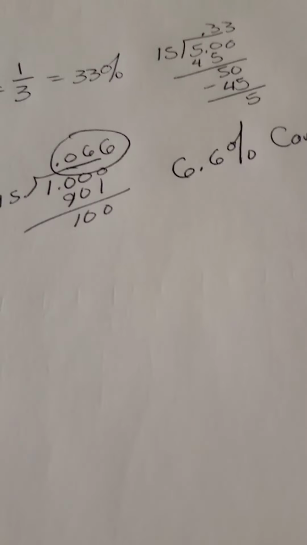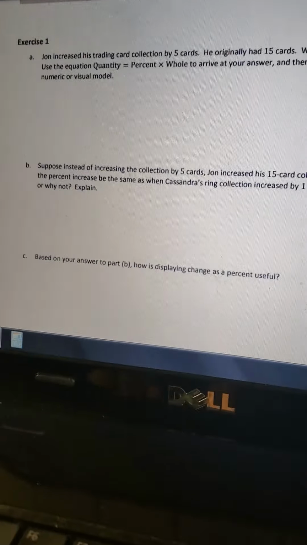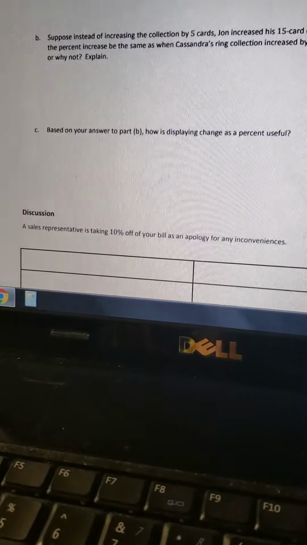So if you miss one question on a 10-question quiz or test, you're already down to 90%. Whereas if you have 50 questions, you miss one question, you still have 98. So the bigger the collection, the less of an increase by adding just one. Okay? So let's keep going.